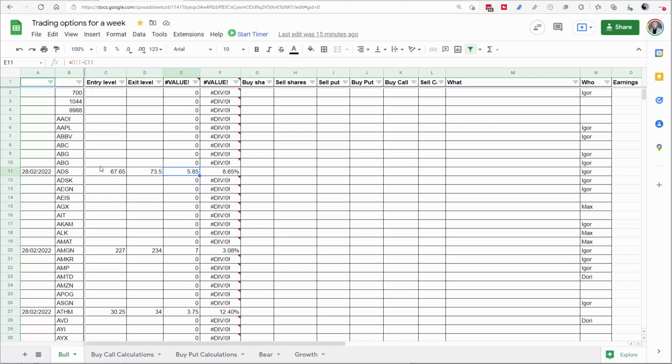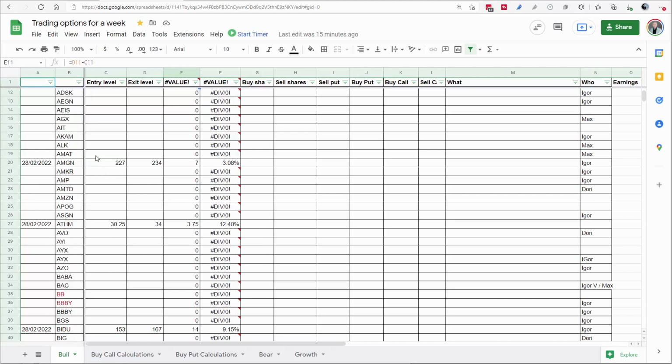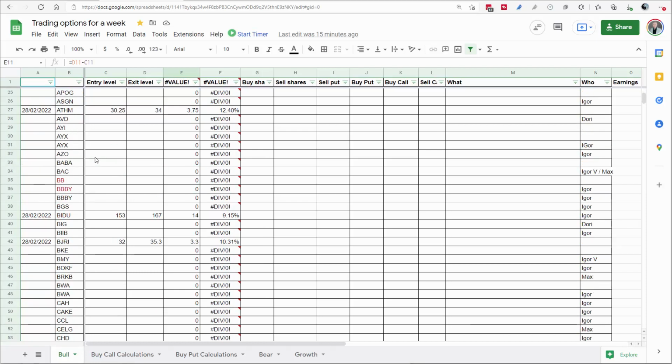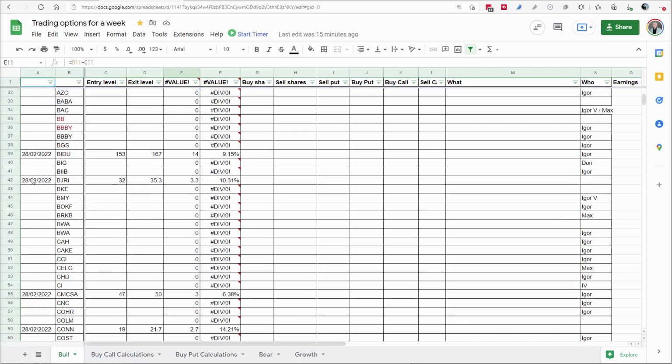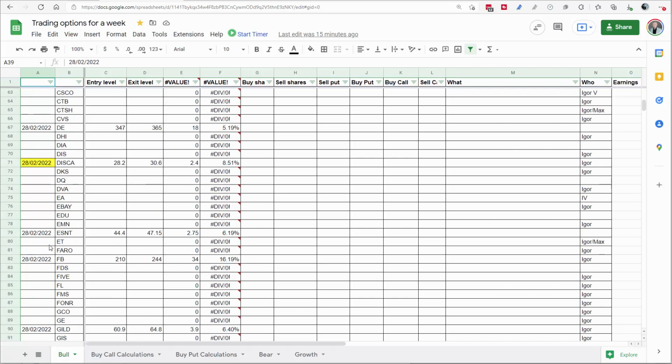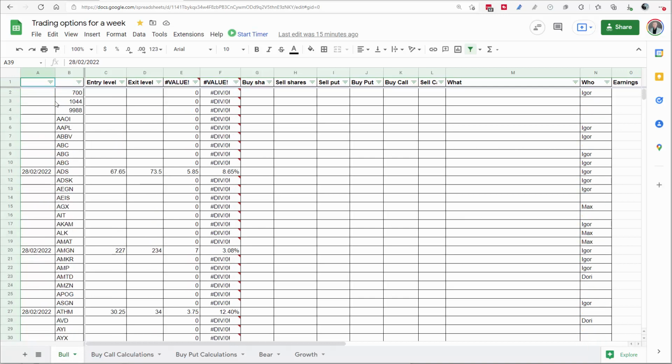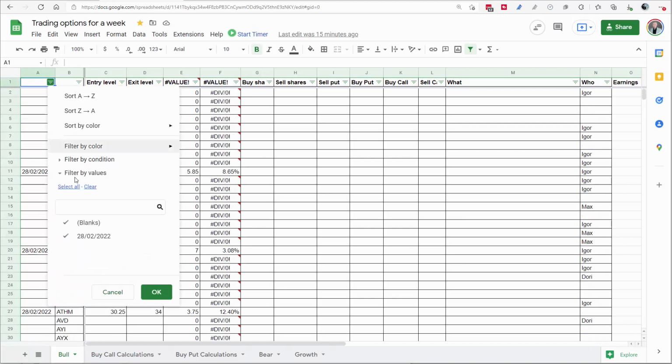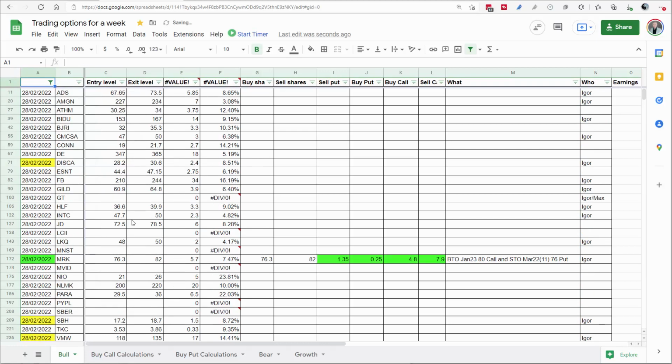So, as I go through my watch list, I start putting in first of all the date, so today's date, and then I can see the companies, and I put in more and more companies like that. After that it's easier to just sort them out. What I do is delete the blanks, and there are only companies left which are potential trades for today or for this week. Quite often I have something like that.